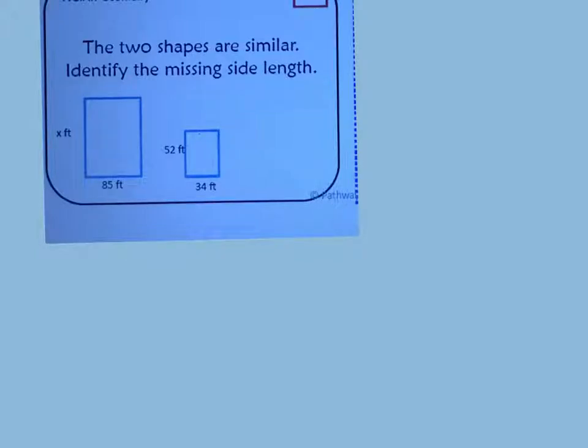All right, let's review a problem that has similar shapes. So the two shapes are similar. Identify the missing side length. So I'm going to make a ratio. So I'm going to color this green and the corresponding side green, and then this side corresponds to this side. So for this one, I'm actually going to put a green X over the red one, green over red and green over red. So X over 85 should be the same proportion as 52 feet over 34 feet, since they're similar shapes.